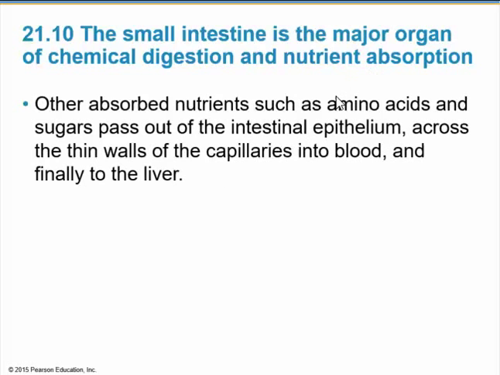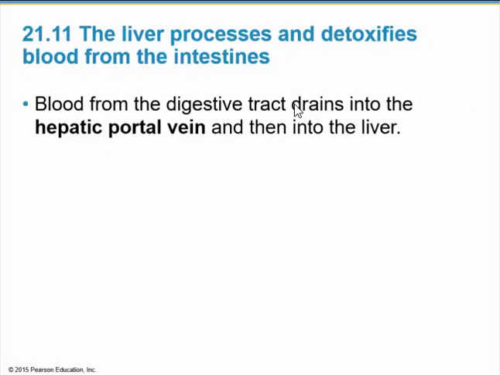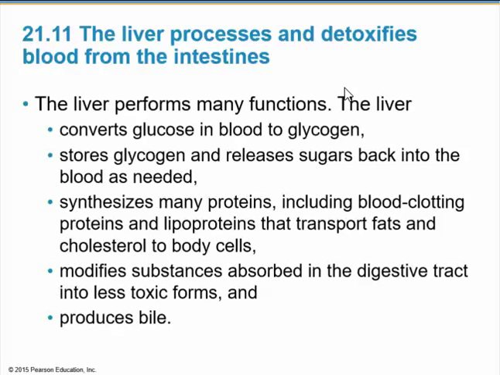Now, blood from the digestive tract passes through a special branch of the circulatory system called the hepatic portal system. The blood that drains the intestines has to pass through the liver first, before going back to regular circulation. Now, the liver converts the glucose in the blood into glycogen as needed, and also can release sugars back into the blood when needed. It synthesizes many proteins, including blood clotting proteins and lipoproteins that transport fats and cholesterol. Substances that are toxic can be converted into less toxic forms. And also the production of bile.